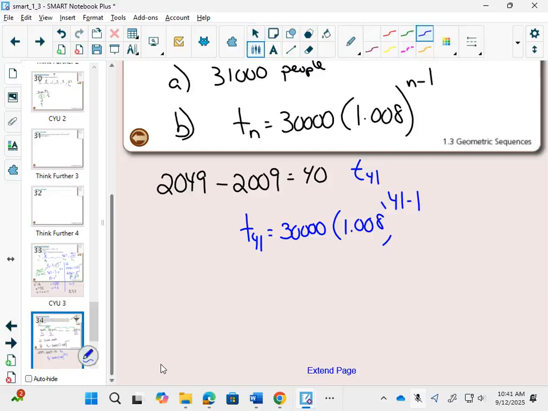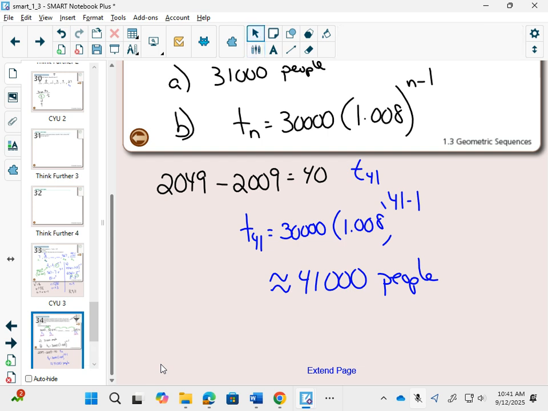Sometimes when we round, and since it's a word problem, if there are units, and we're talking about people here, we should include our units. 41,000 people.